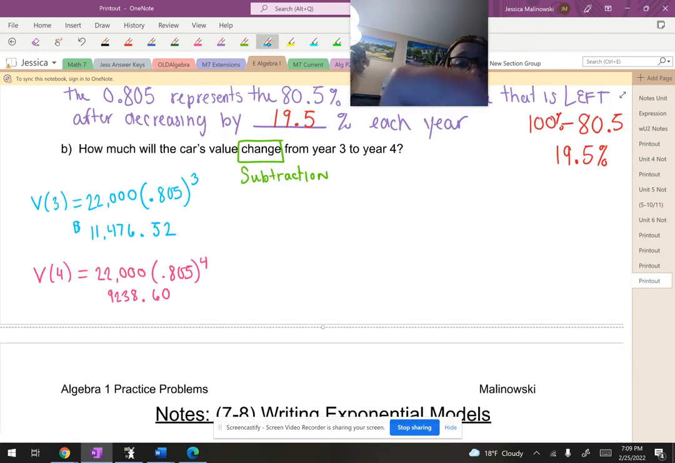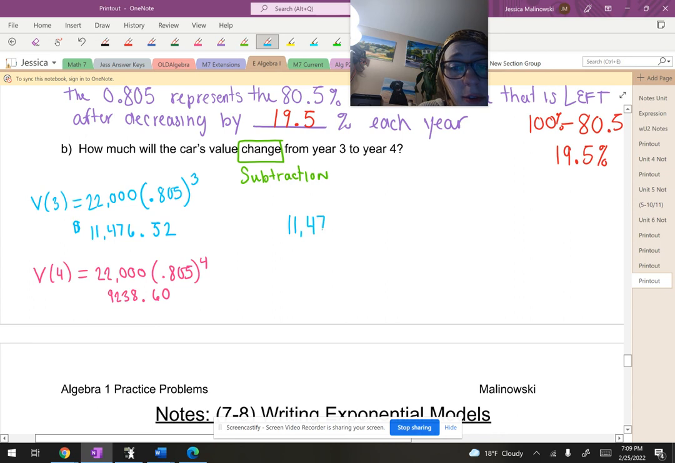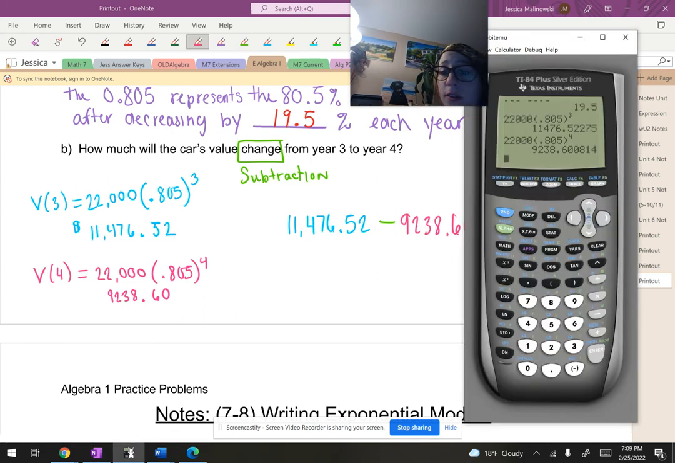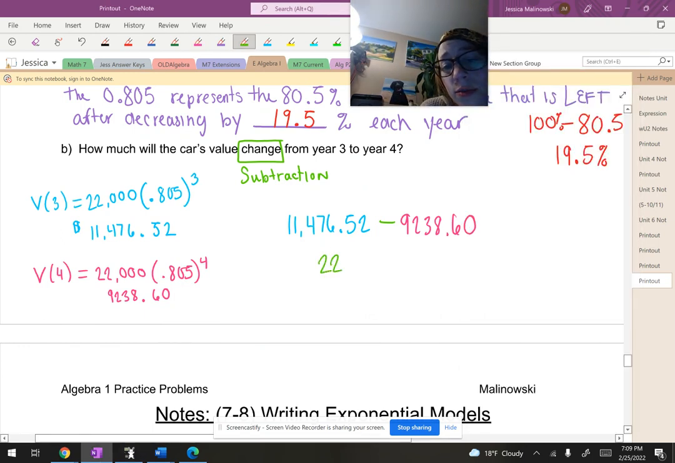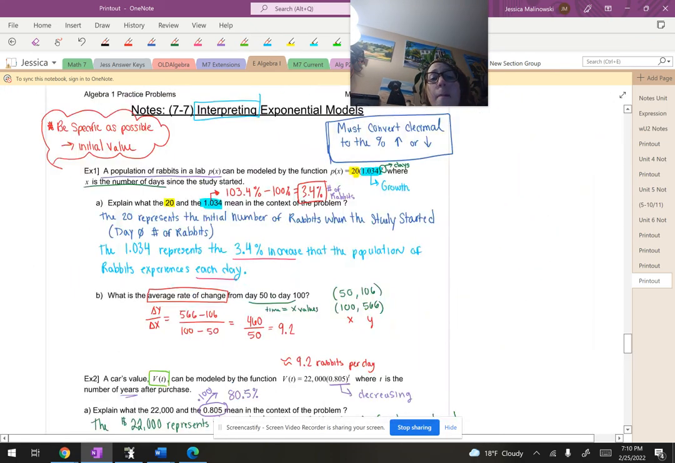Okay, so how much did it change? We're just going to subtract those two: 11,476.52 minus the 9238.60, and that gives us 2,237.92 is how much it changed from year 3 to year 4. Boom! There you go.